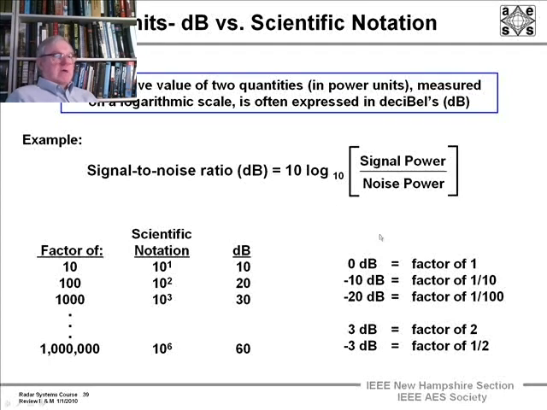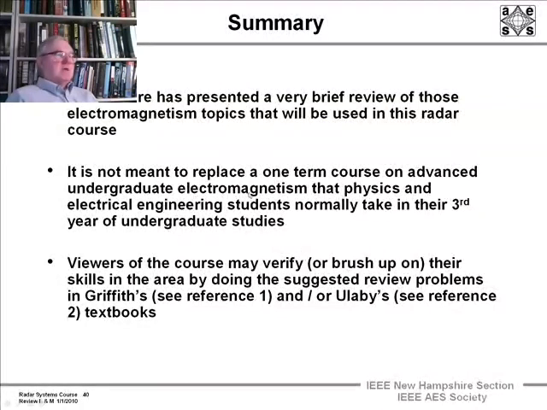And as you go, you'll know these pretty well if you come from the scientific domain. But I wanted to state it once for definition, because we'll be using it later: the dB scale. Now in summary, this has been a very brief overview of the electromagnetism topics that we're going to use in this course. It's a whole one-term course in advanced electromagnetism that the physicists take, or their counterparts in electrical engineering take, usually in the third year of undergraduate studies.